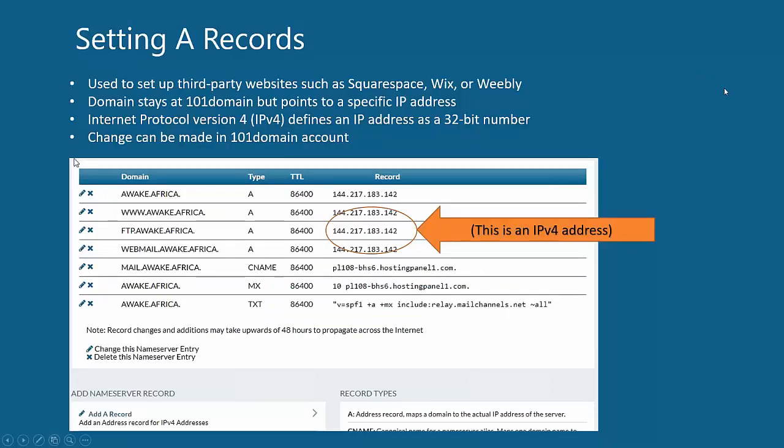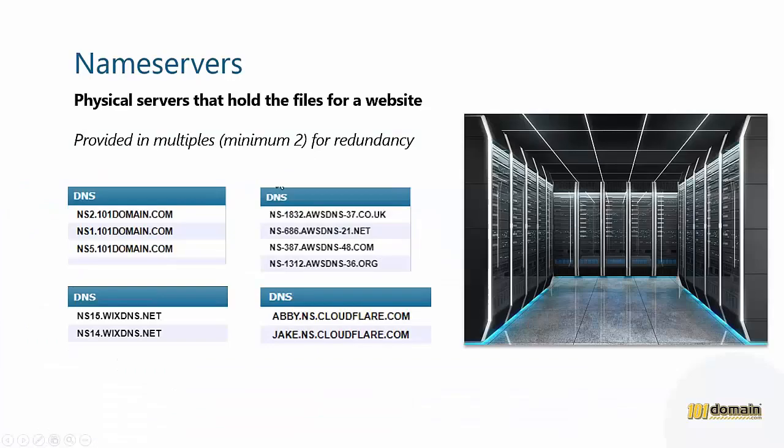Now we'll also talk about A records. The difference between the name servers and the A records is that with the name servers, let me go back one slide, when you're putting these in, 101 domain, or wherever your domain is being held, is no longer responsible for the DNS. We're sending it somewhere else. So if we put in Amazon name servers, then all of that DNS, all of the control of that domain name goes over to Amazon, and things would have to be changed over there.